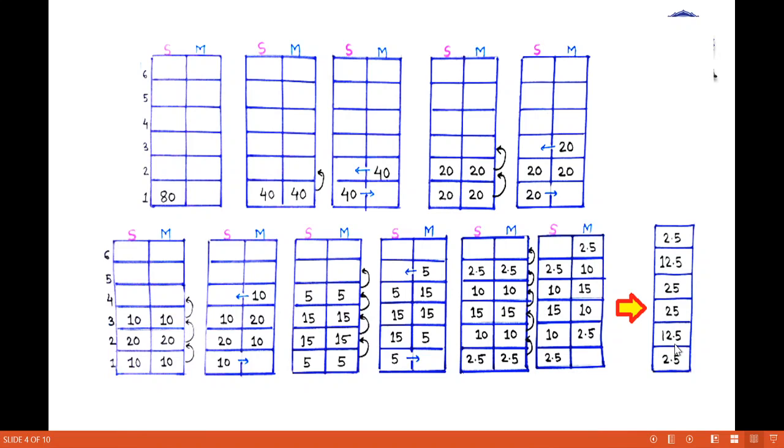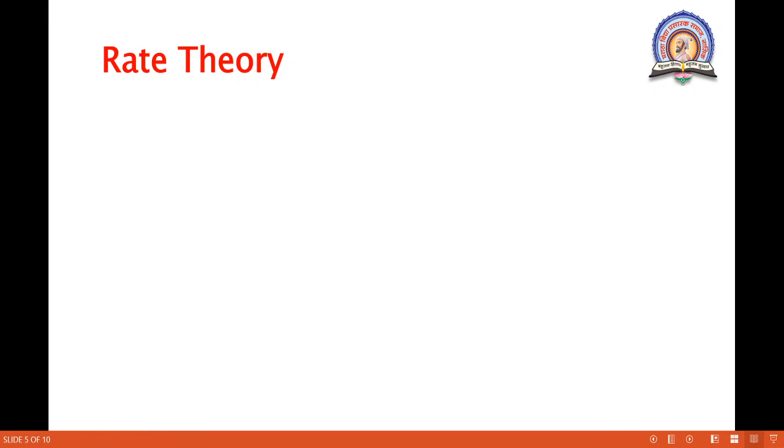As the number of theoretical plates increases, the separation is better. That's why we increase the theoretical plates here, and the elution of the sample takes place, and separation of the compounds also takes place. Okay, it is clear. This is the plate theory. It is very simple. Then we start with the next theory, that is the rate theory.